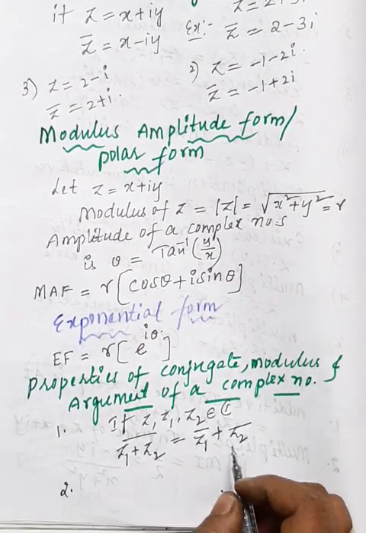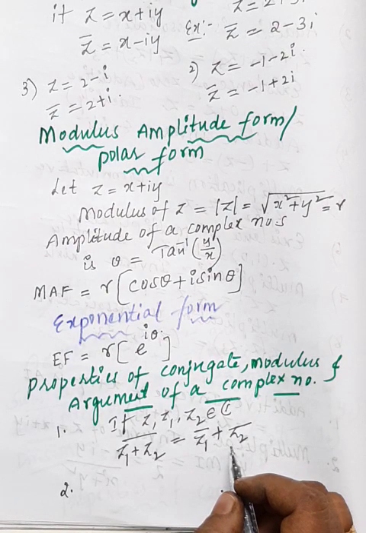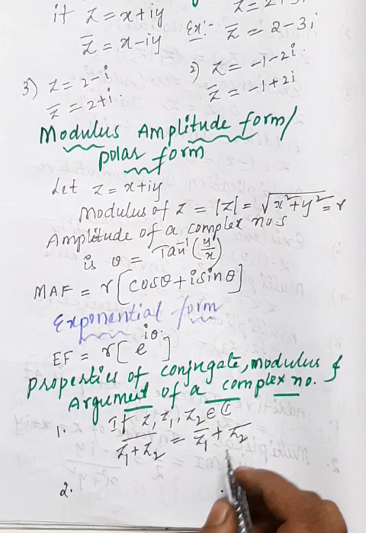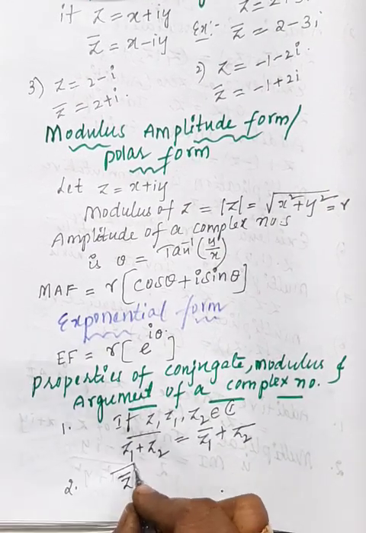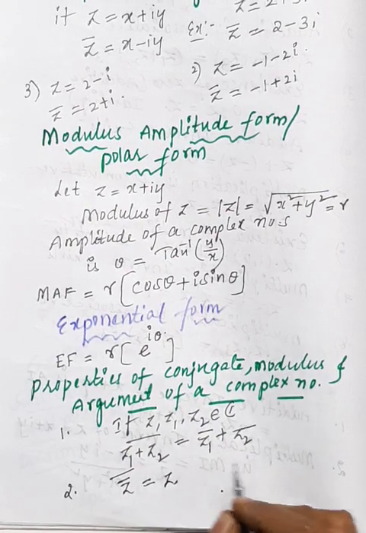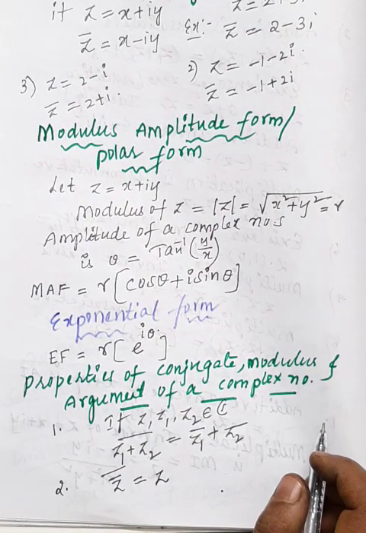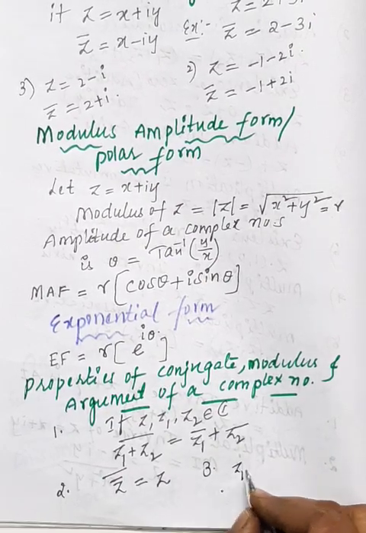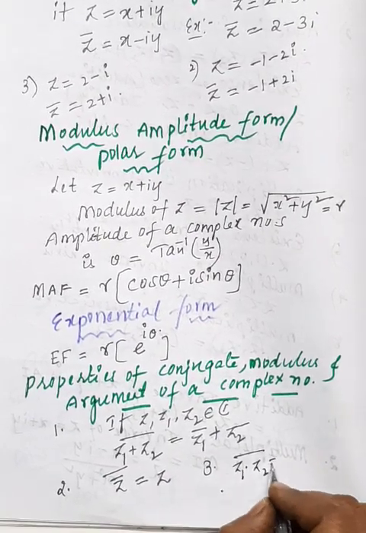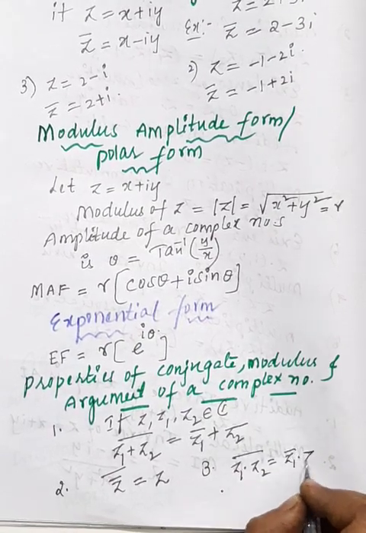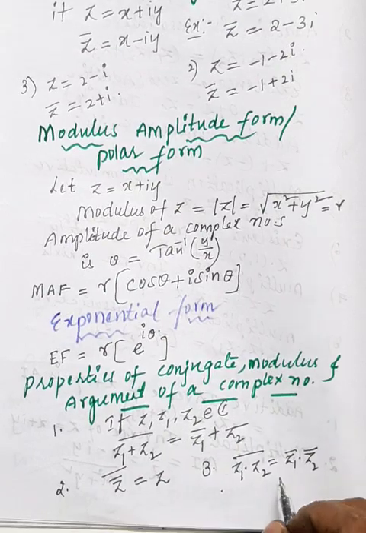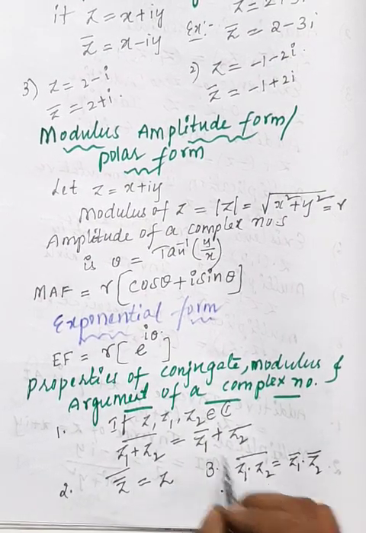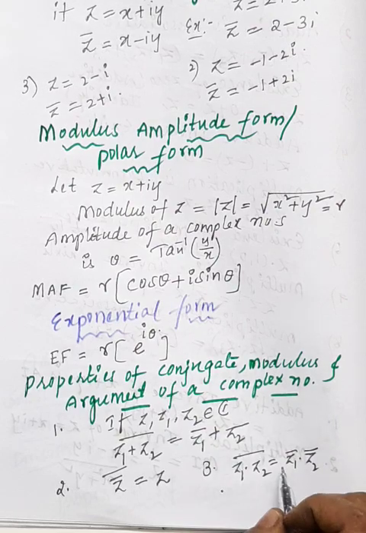Second one, this is very important for your exam also. z conjugate whole conjugate is equal to z. Suppose for any complex number we conjugate twice, then we get the same complex number again. Third one is z1 into z2 whole conjugate is equal to z1 conjugate into z2 conjugate. Addition and multiplication: here the plus symbol, here the into symbol, same property.